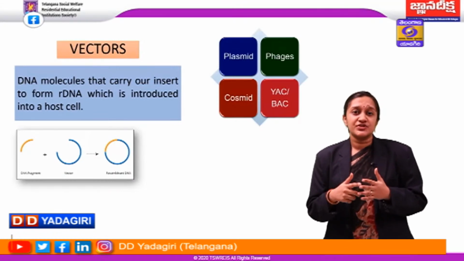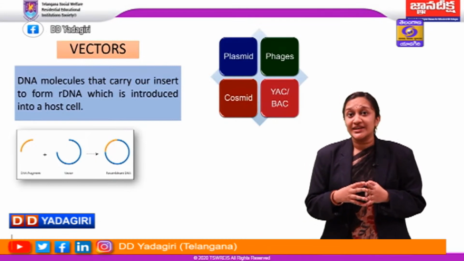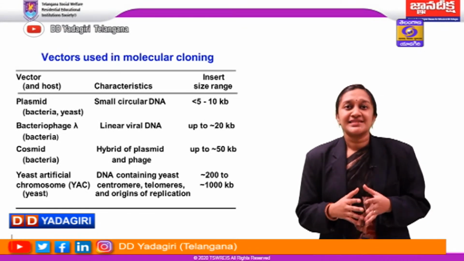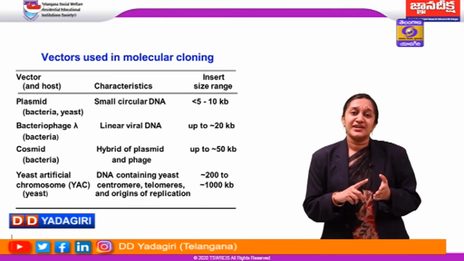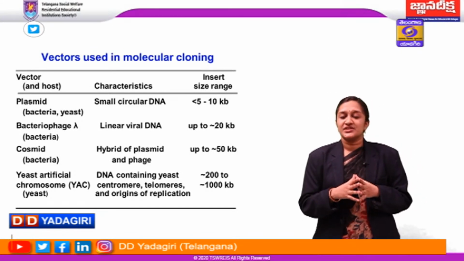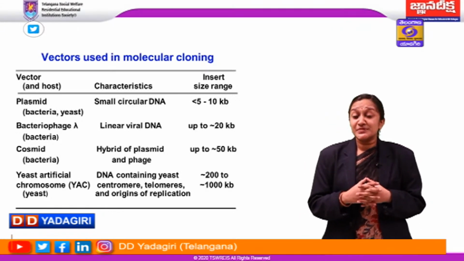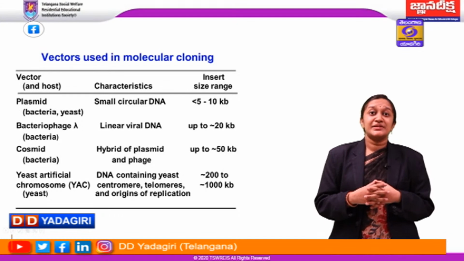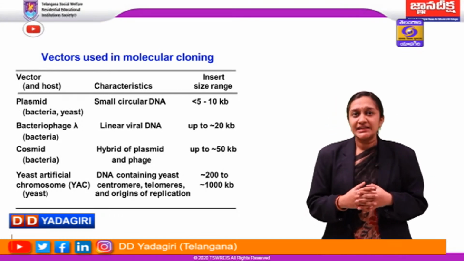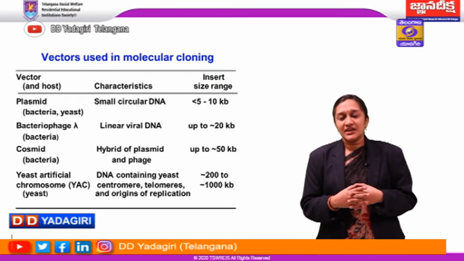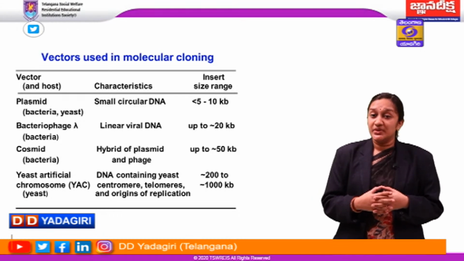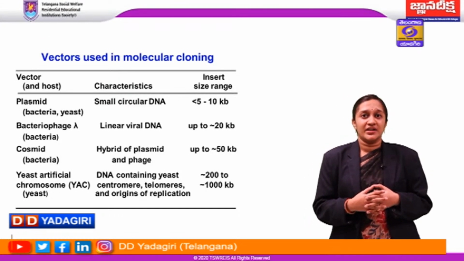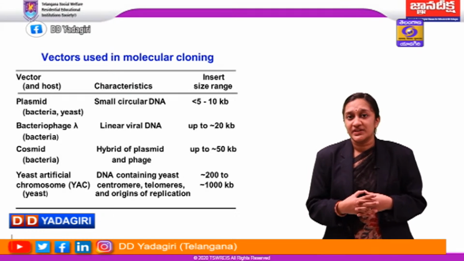Now, when you understand the features and criteria of what a vector should be, let's look at the types of vector depending upon the size of foreign DNA. Plasmids, cosmids, bacteriophage vectors and artificial chromosomes are some of the types of vectors used in recombinant DNA technology. Plasmids are double-stranded circular DNA molecules that autonomously replicate in bacteria and are present in many copies. They can carry an insert of up to 5 to 10 kb in size. Some examples of plasmids include pBR322 and pUC vectors.